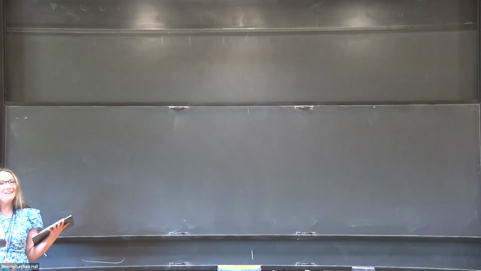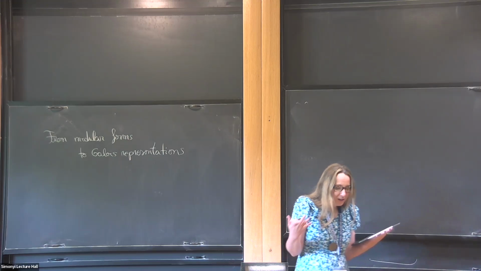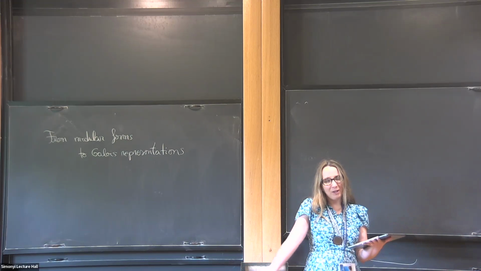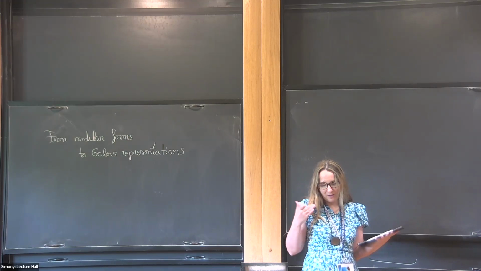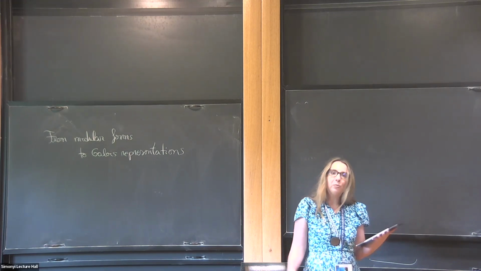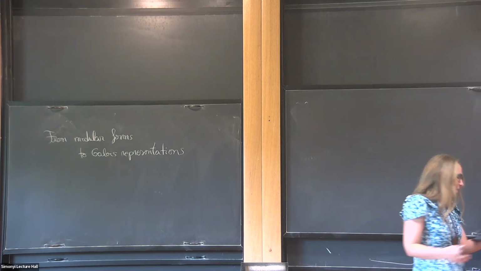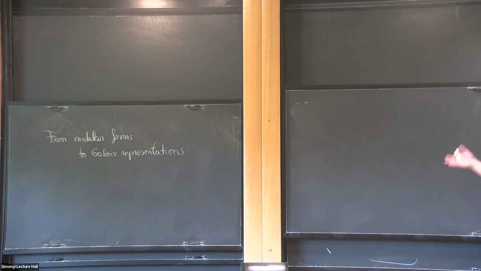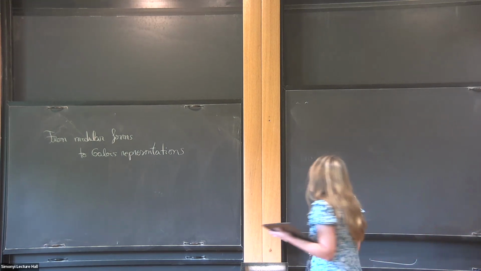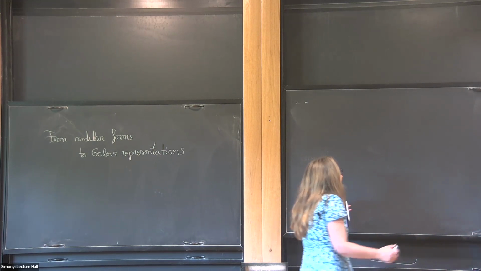So I want to continue talking about how to go from modular forms to Galois representations. Remember, this is one direction. When you think about modularity, you want to connect elliptic curves and modular forms. One preliminary direction is to go from a modular form to a Galois representation. I want to recall the theorem that we ended with on Tuesday.